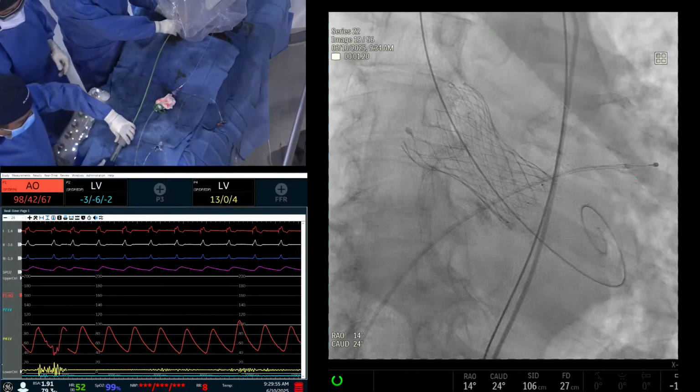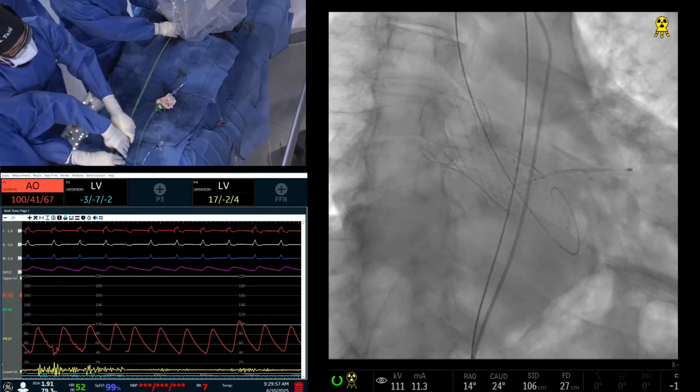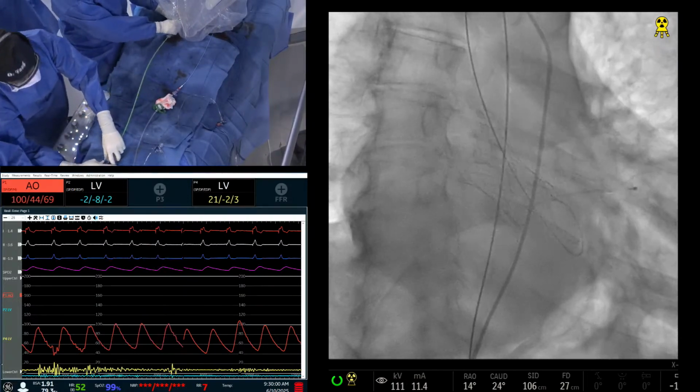Post-dilatation with what? What's the balloon size? A 24 True. Yeah, opening a 24 True.